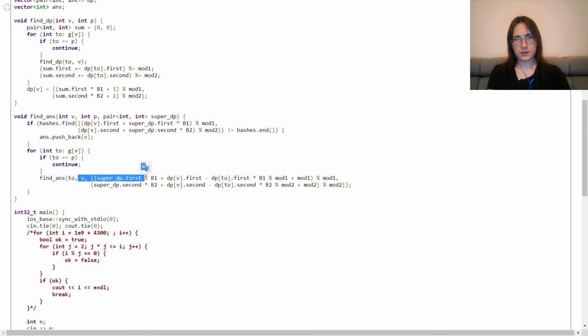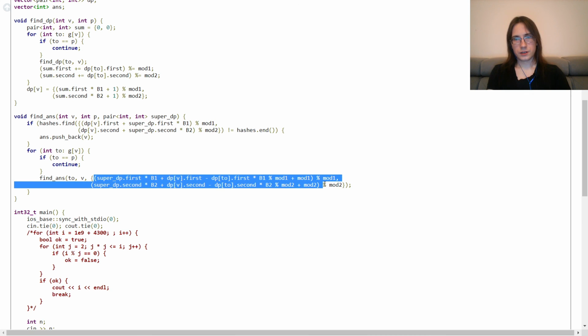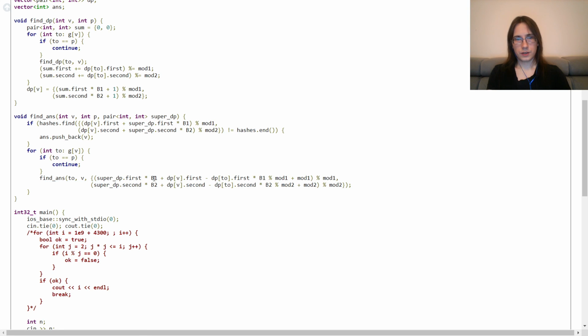Then for every son, I just go into that son, recalculating the super dp. I take the super dp multiplied by B to increase all the distances by 1. And then add dp of v minus dp of 2 times B. To avoid taking negative numbers modulo some number, I take this product modulo mod, and add mod, so that this sum is not negative. And that's the solution.